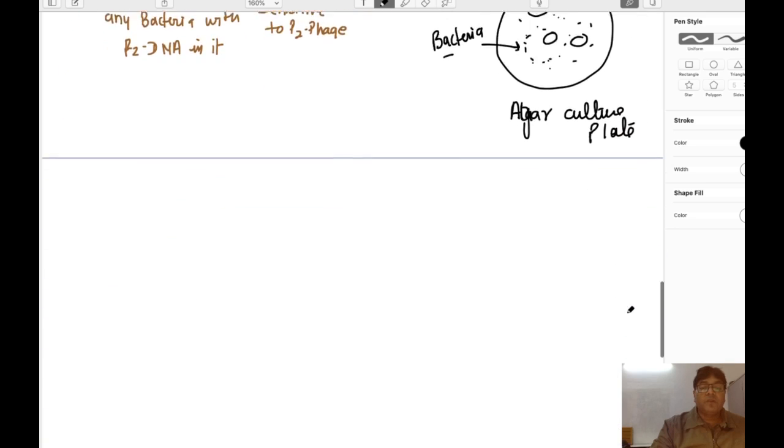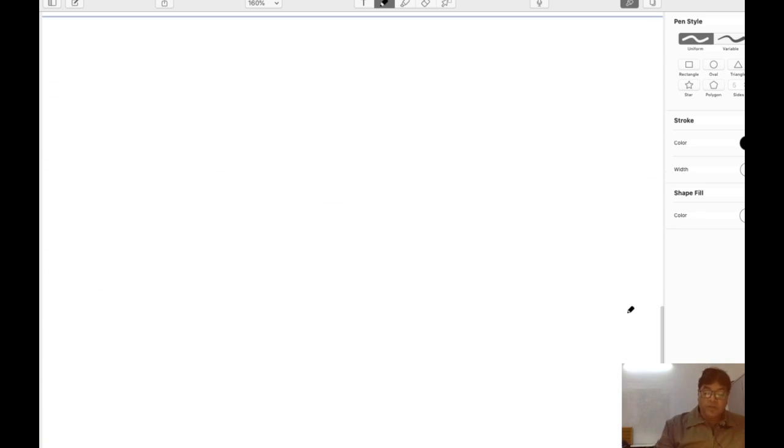Alright, and the last method which is adopted to identify the recombinant phages is the selection on the basis of lambda size, lambda genome size.